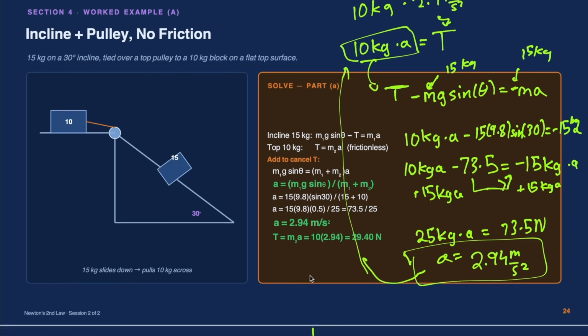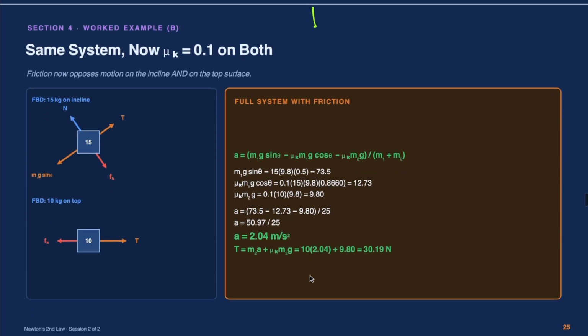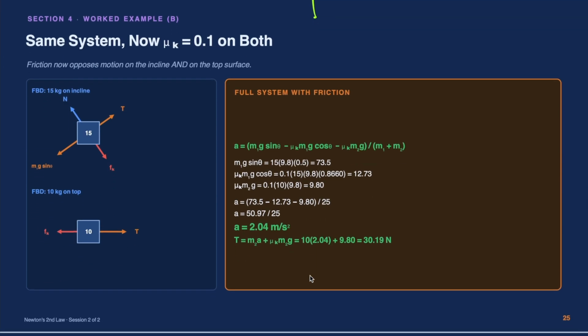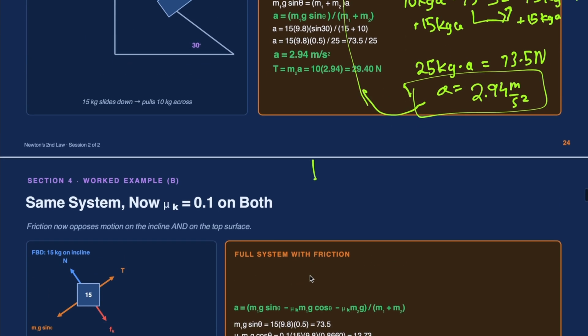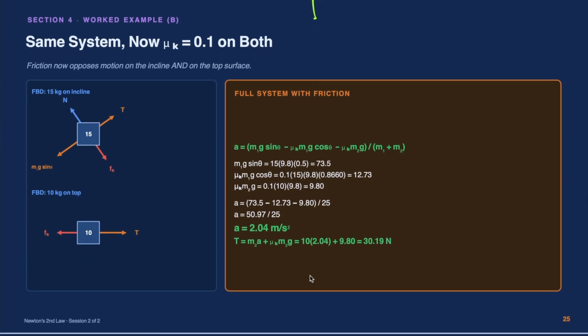Alright, so now let's try the same problem, but this time with friction. So let's draw the free body diagrams again. Okay? I'm just going to draw the same problem here. 30 degrees, right? In the ramp, the 15 kg, and on the floor, the 10 kg.